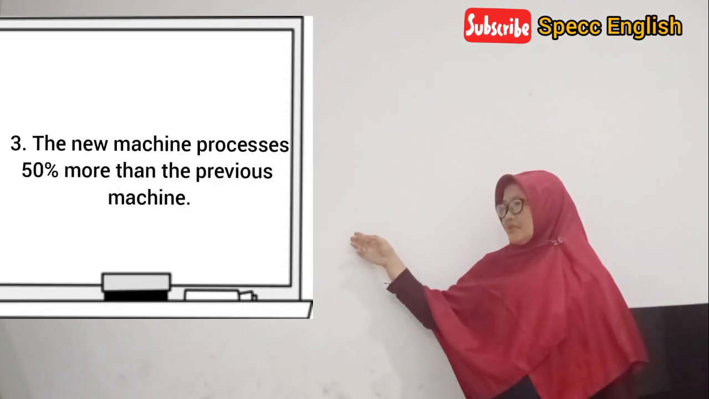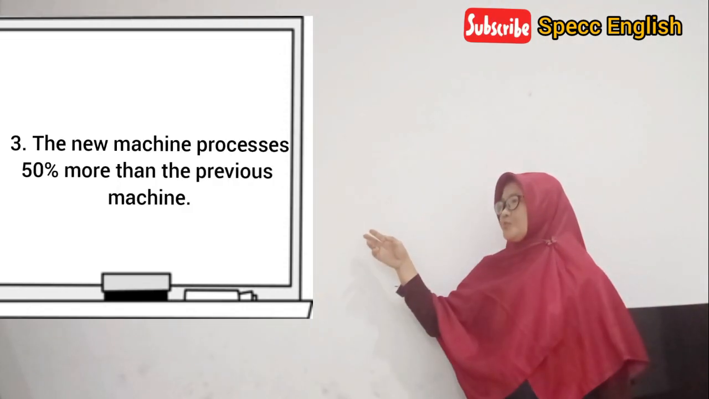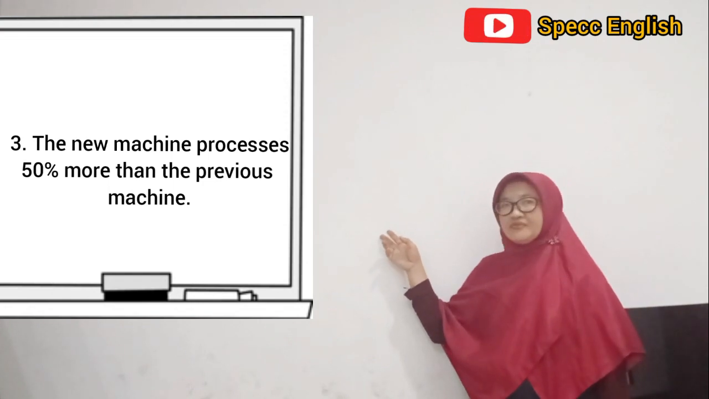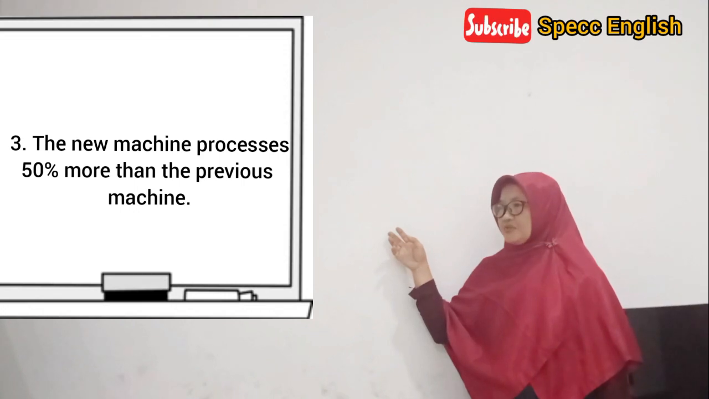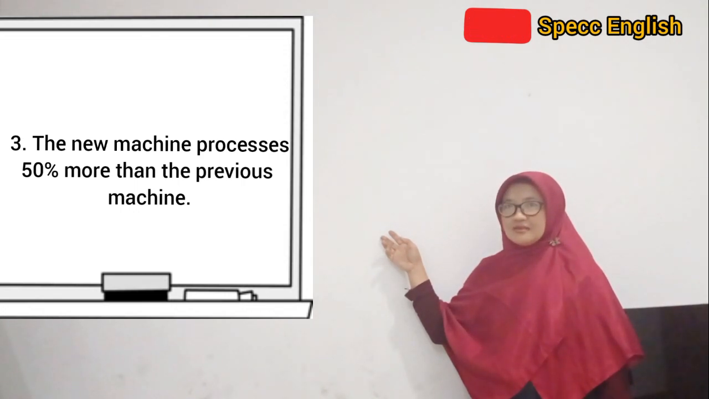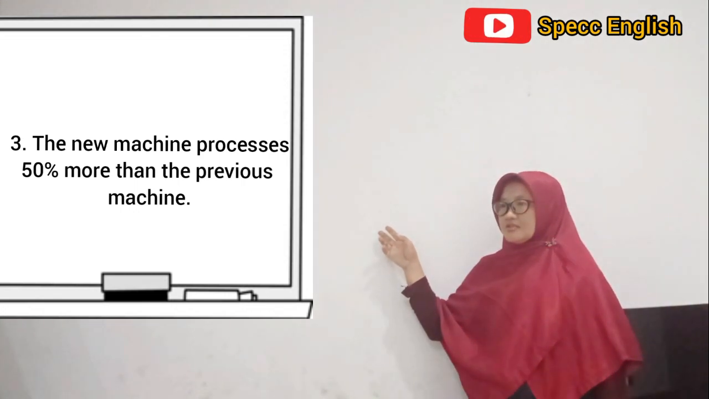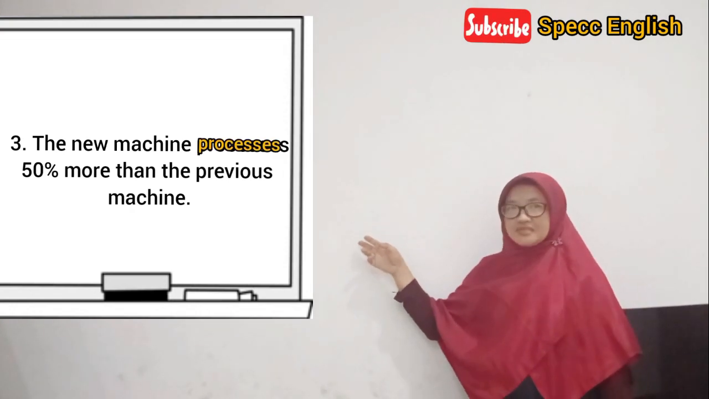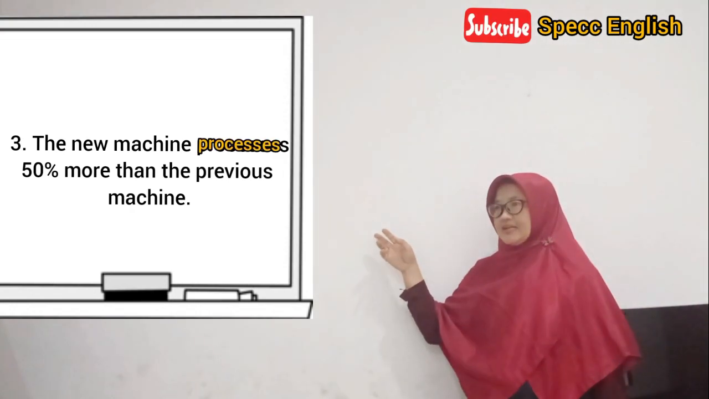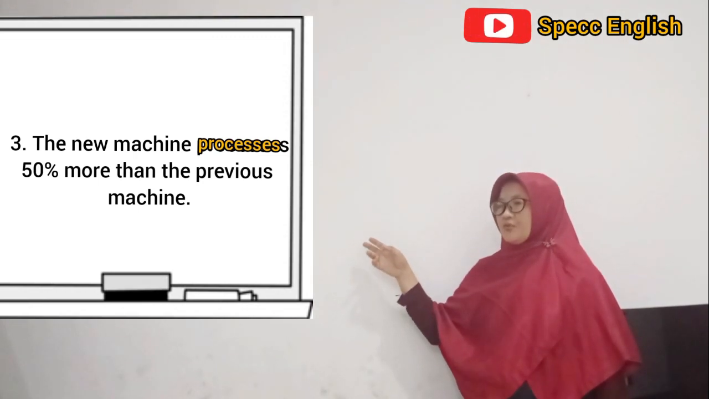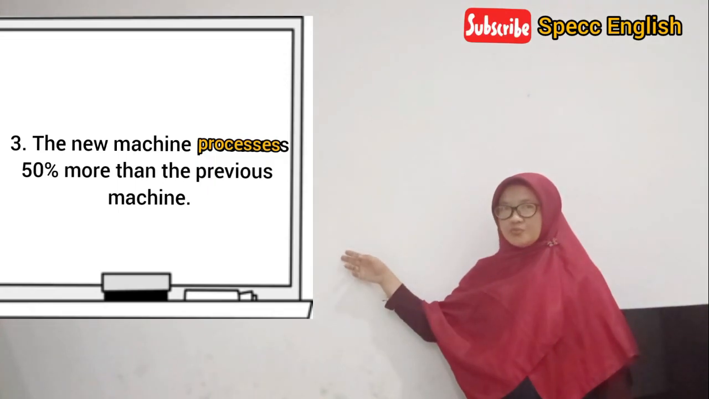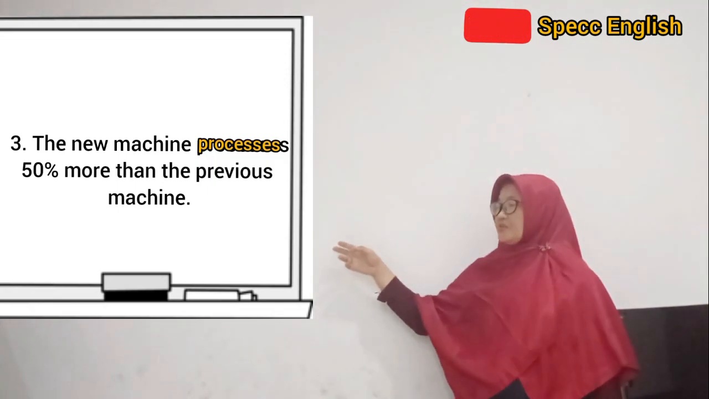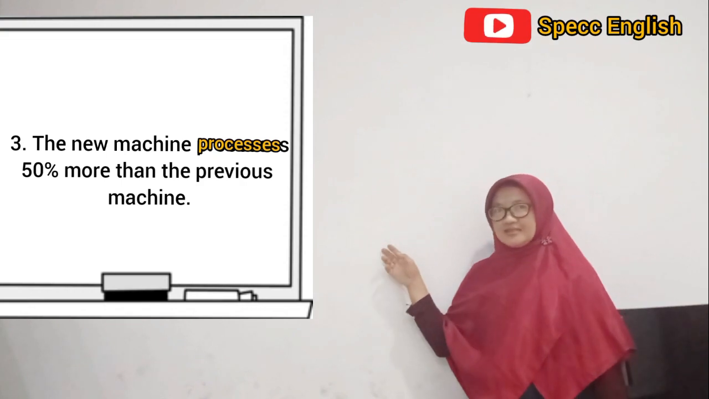The new machine processes 50% more than the previous machine. Okay, which one is the verb of this sentence? Well, so you see here, processes. Like the example above, that is verb 1: from the word go becomes goes, or watch becomes watches. So here we have the verb processes. Right, okay.